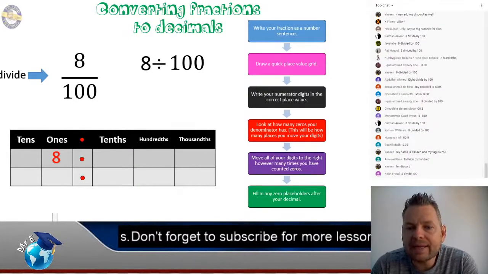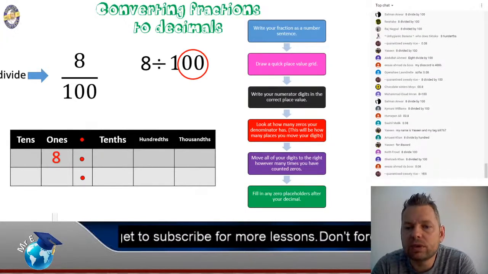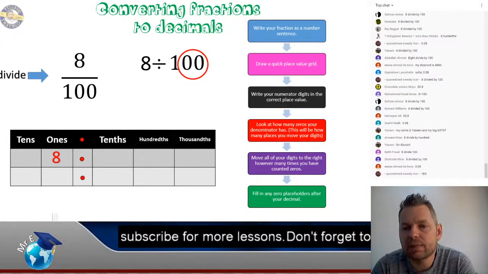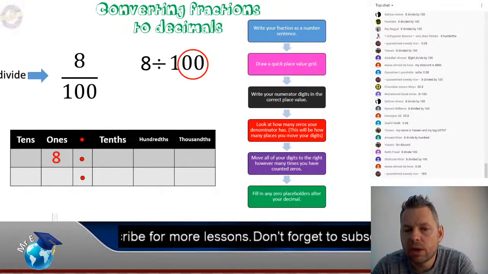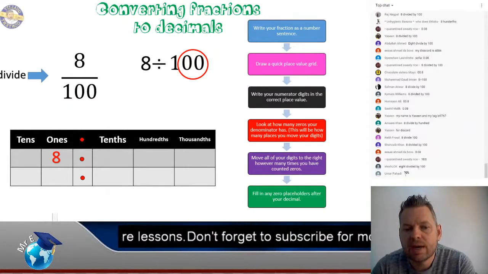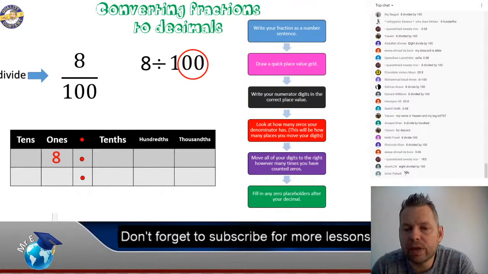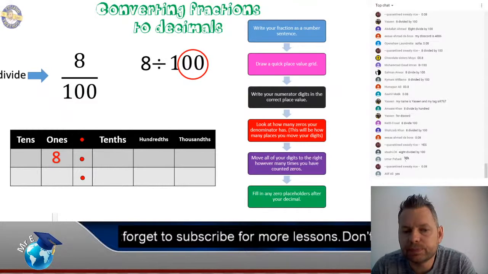Right, so yes, it means 8 divided by 100. So I'm going to put my 8 in my ones column, and I'm now going to look at how many zeros are in my denominator. My denominator has 2 zeros, which means I'm going to move it how many spaces, and in which direction? How many spaces am I going to move, and which direction am I going to move in?